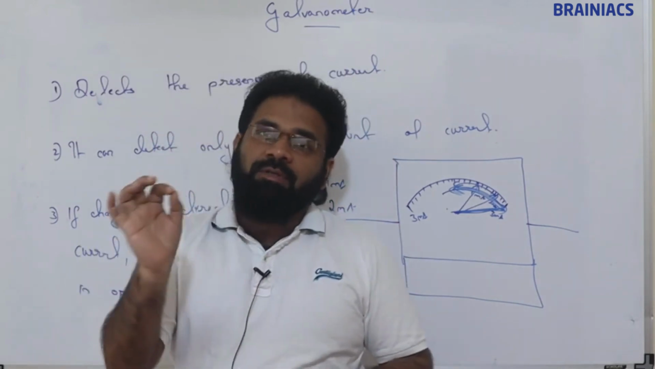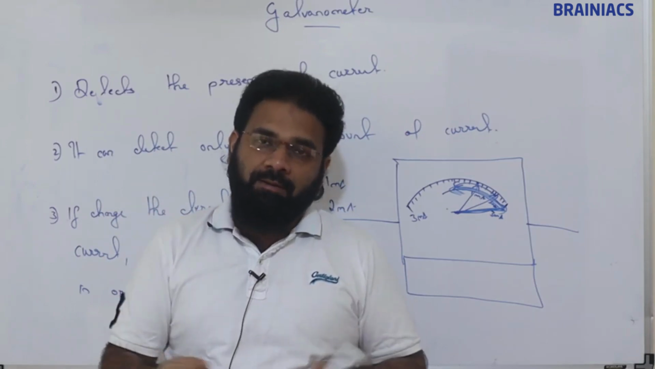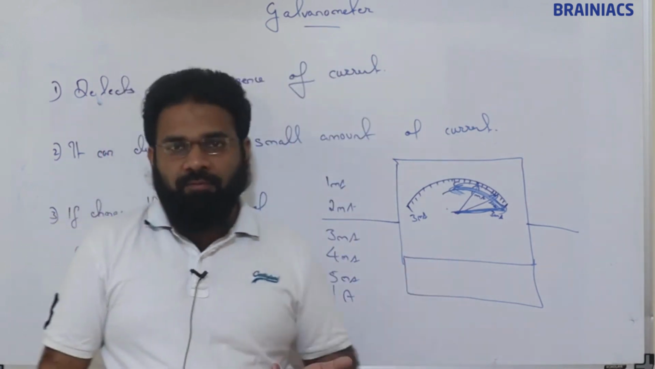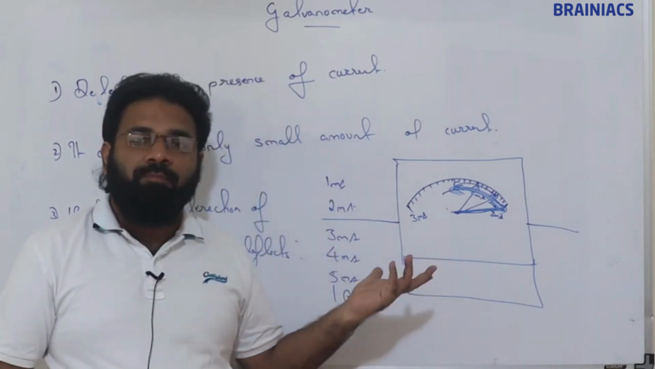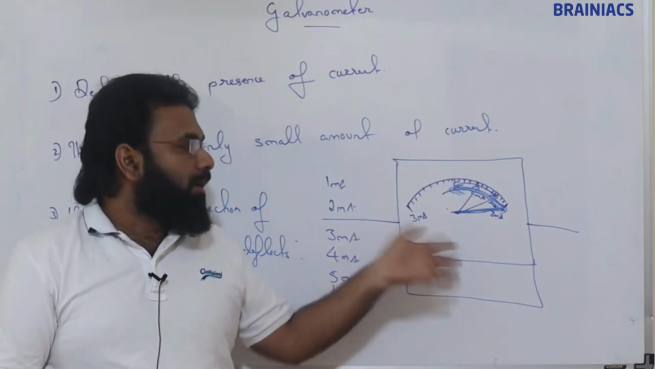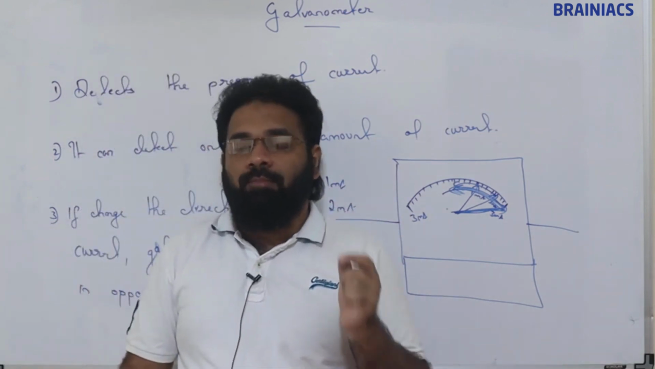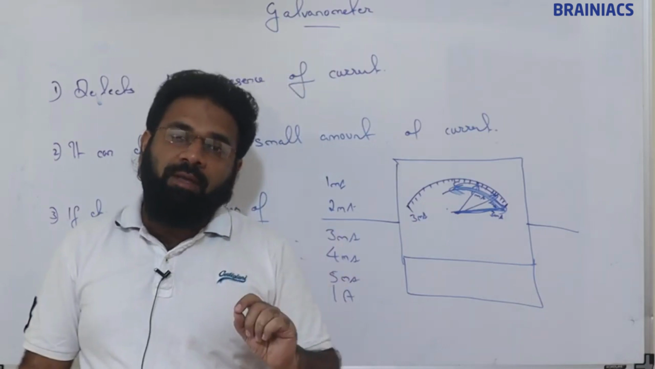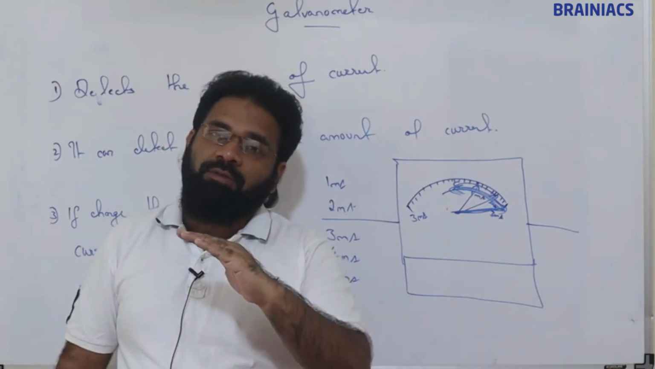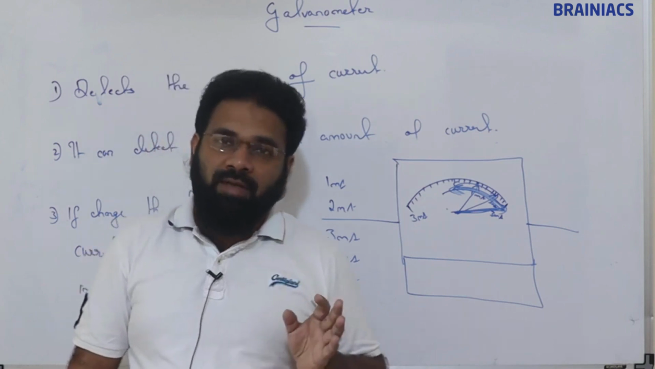So up to a certain amount of current it will show deflection. Beyond a level, if we pass a high amount of current, say 5 ampere, or even 6 milliampere, it will get damaged. So with 0.5 milliampere, 1 milliampere, 2 milliampere, this kind of very small amount of current only, galvanometer can show deflection. Beyond that, it will show maximum deflection and come back. But if we pass still higher current, galvanometer will get damaged.